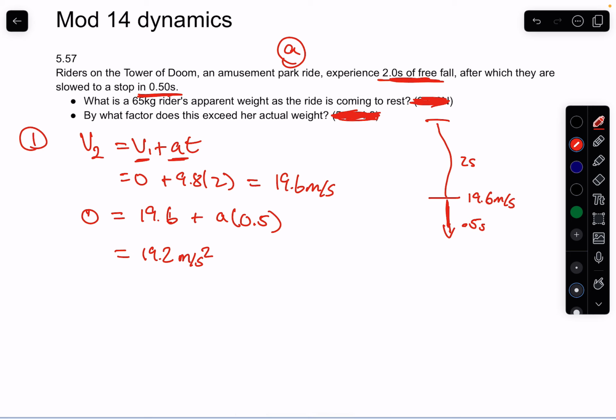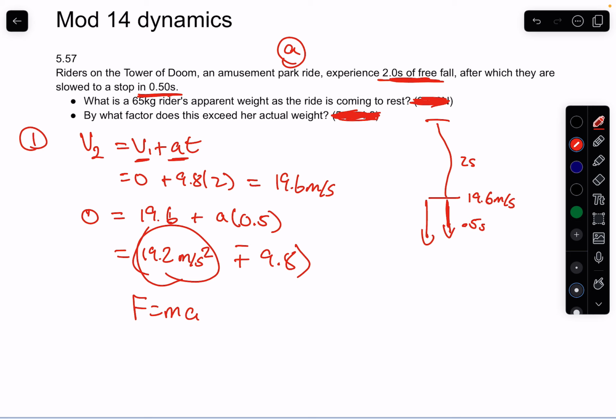They are going down. I bet you've done one of these things. When you decelerate, so you're moving down, you either need to add or subtract 9.8 to this number, because you're trying to find the weight, which is the force. Force is mass times acceleration. Are you going to use 19.2? No. You do 19.2 plus or minus 9.8.